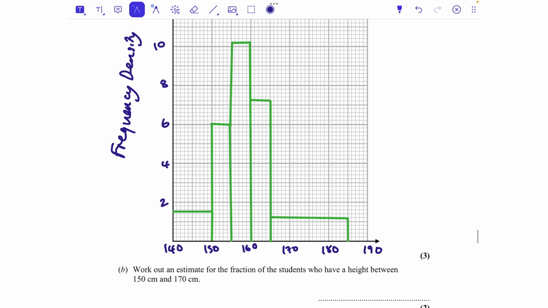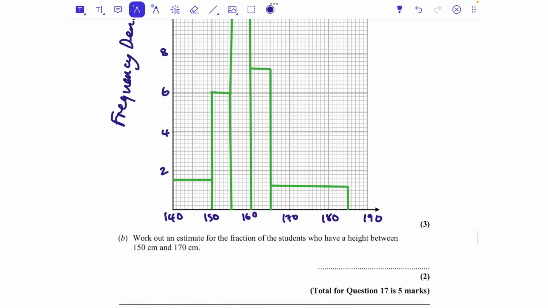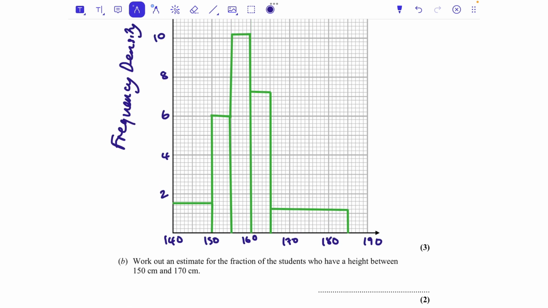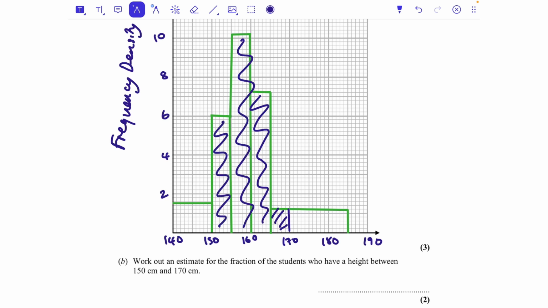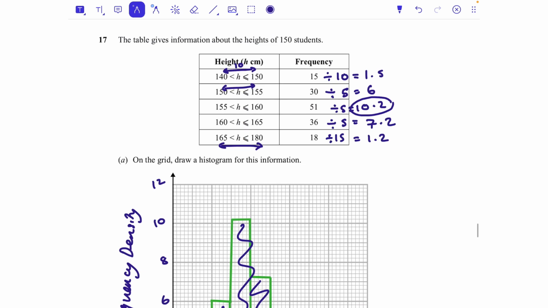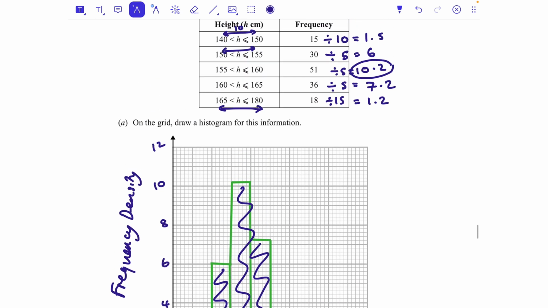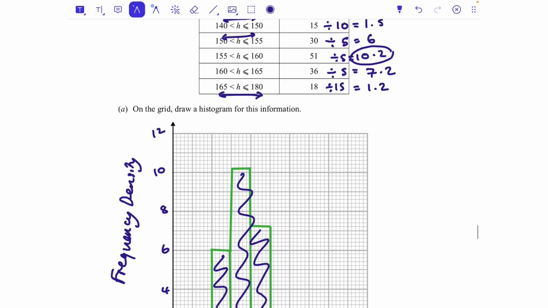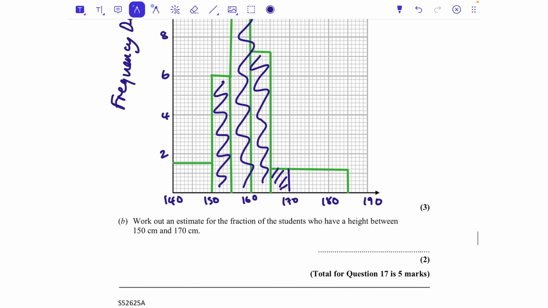And then it says work out an estimate for the fraction of students who have a height between 150 and 170. So we know that we're looking at the area for this bit, and this bit, and this bit, and this bit, because how many students is given by the area. Now I don't need to work out the areas for the first 3 bars. I know it's going to be 30, 51 and 36. So 30, 51 and 36.